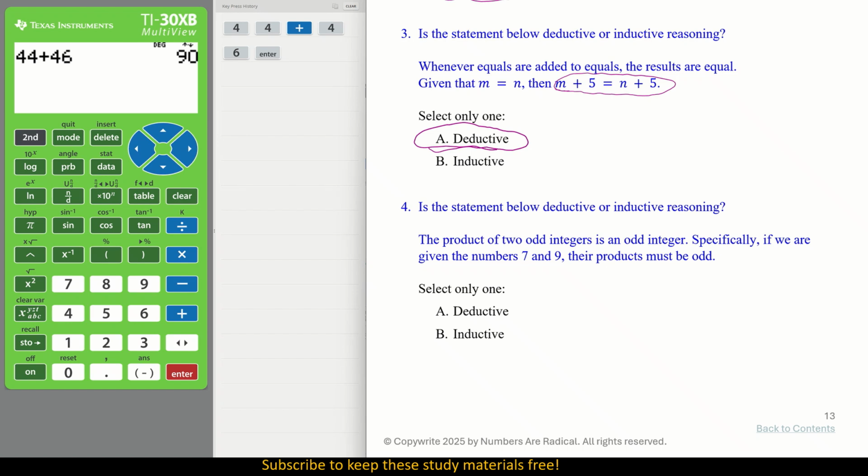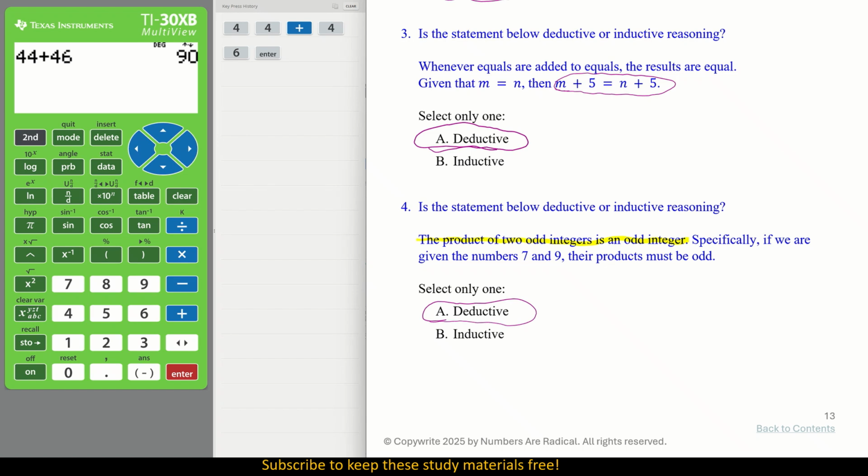All right, so number 4. Is the statement below deductive or inductive? Here we go again. The product of two odd integers is an odd integer. That is a huge red flag of deductive, because this could not be a more general statement. You could even turn that into a formula. There are ways to do it.